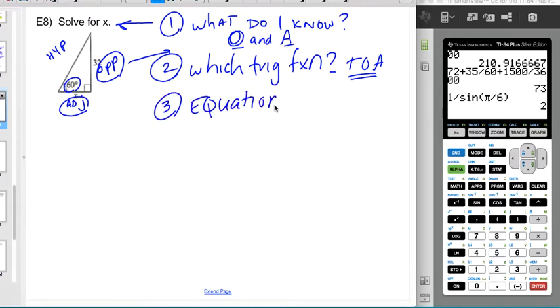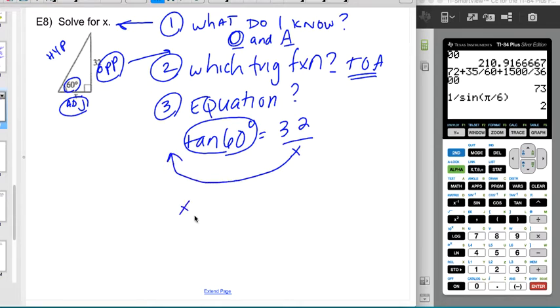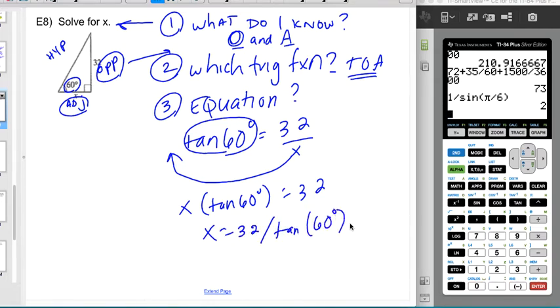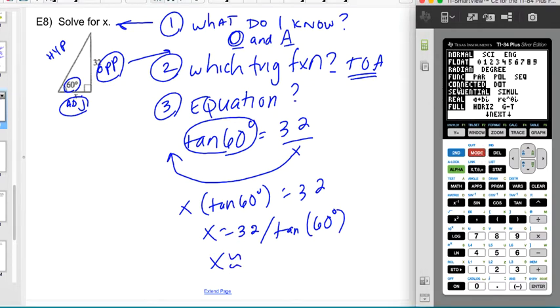I'm going to set up an equation and say that the tangent of the angle I'm given, which is 60, equals the opposite over the adjacent. So I'm going to have to solve for x. Now remember, tangent of 60 is a number, so I'm going to multiply the x over. I'm going to get x times tangent of 60 equals 32. And so I'm going to get that x is 32 divided by the tangent of 60. Now, keep in mind, it's very likely that my calculator is in radian mode because that's where it usually lives. So, yep, radian mode.